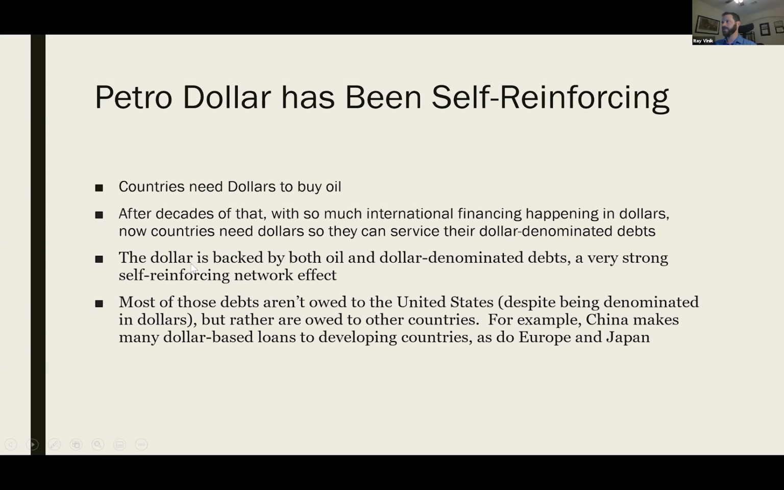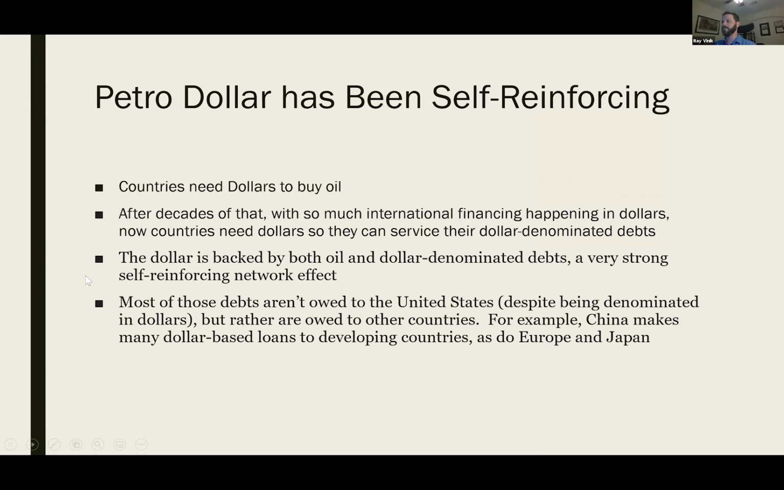So again, the petrodollar system has been self-reinforcing, right? Because countries now need dollars to buy oil. And after decades of doing that, the financing itself takes place in dollars. So now the debt is also denominated in dollars, right? And the dollar is now backed by both the oil as well as the debt, which is a super strong self-reinforcing cycle. Because now you have to service your debt in dollars, which creates more need for dollars, et cetera.